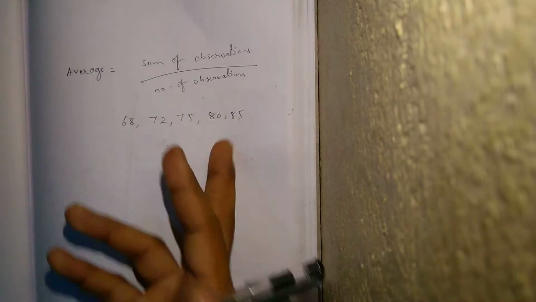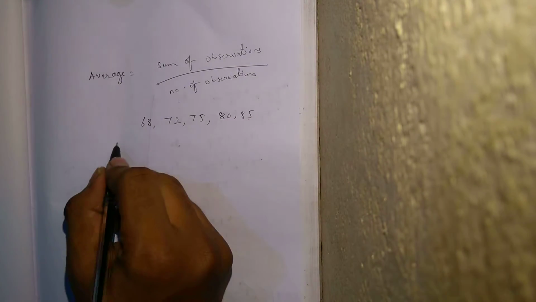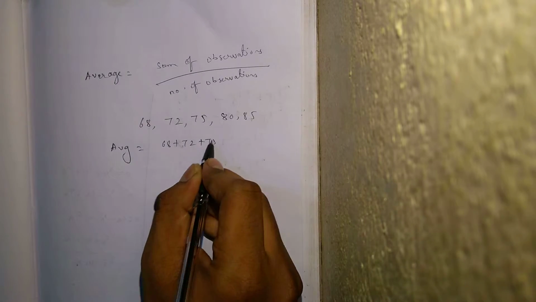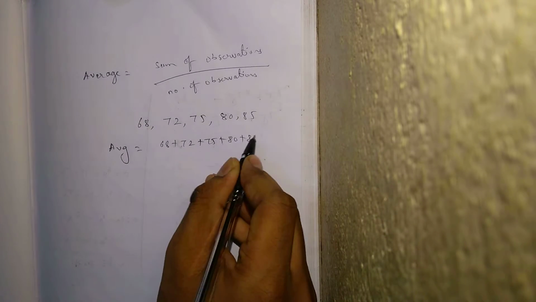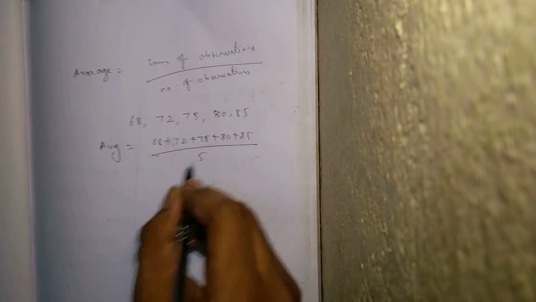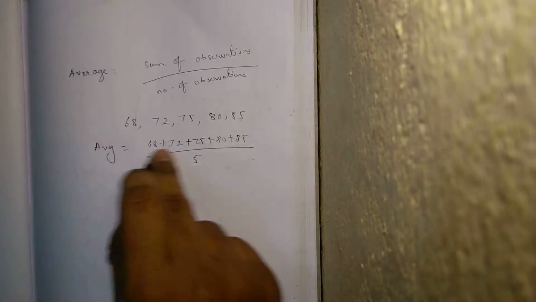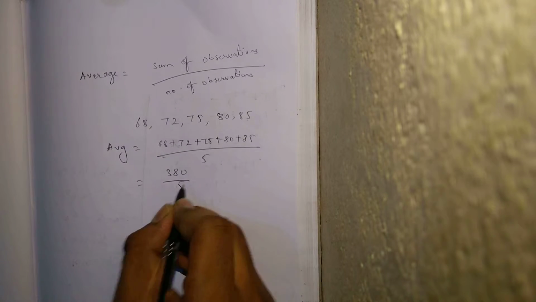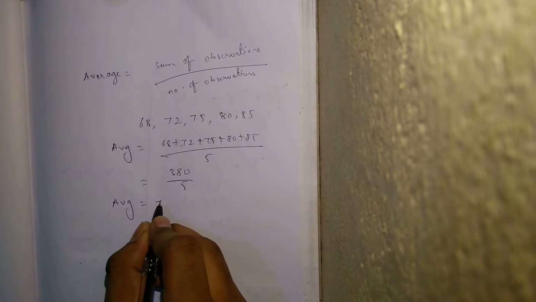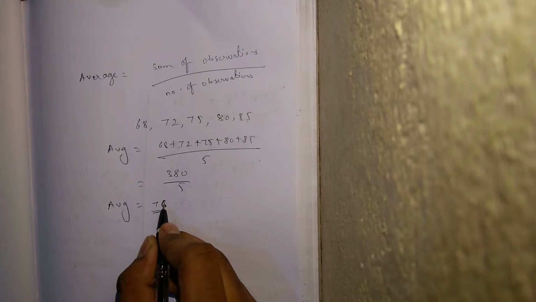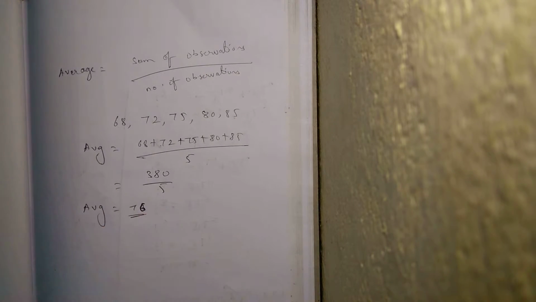So what is the average of these marks? Average marks is equal to 68 plus 72 plus 75 plus 80 plus 85, divided by the number of observations, 1 2 3 4 5, so 5. When you add up all these marks, you get 380 by 5. So your average marks is 76. So 76 is the student's average marks.